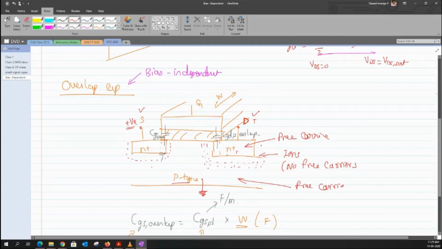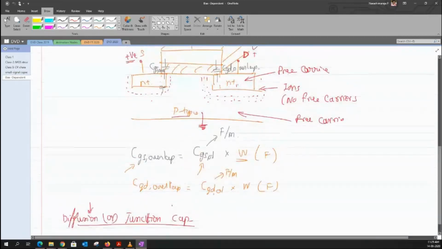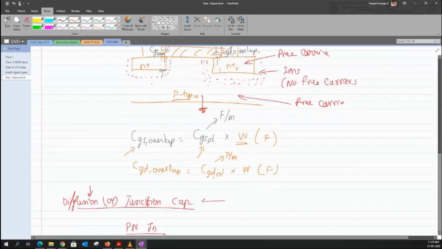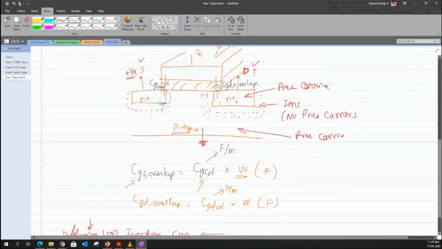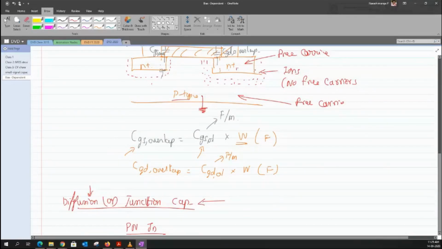Okay, so what happens is that it creates a kind of capacitance for us, and we call that capacitance a diffusion capacitance or the junction capacitance. Clear? So this junction capacitance, as I said, the depleted region actually varies with respect to the voltage that I'm applying across the source or across the drain. So due to which the diffusion capacitance or the junction capacitance in general is also a bias dependent capacitance.